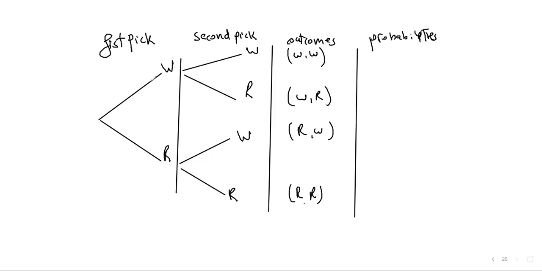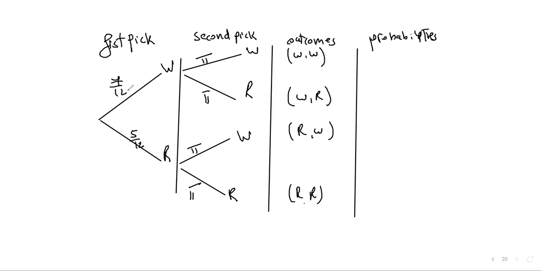Now let's put the probabilities. Here I'm picking a white from 12, right? I know that I have 7 whites, so it will be 7 over 12. For red, I have 5 over 12. After that, I'm sure that I'm picking among 11 beads, not 12. So I will start by putting 11 in all the fractions.